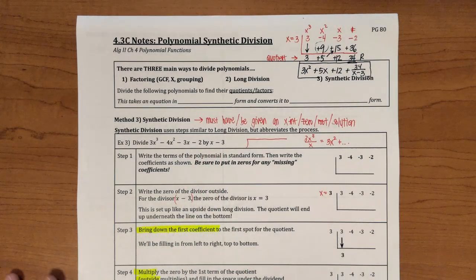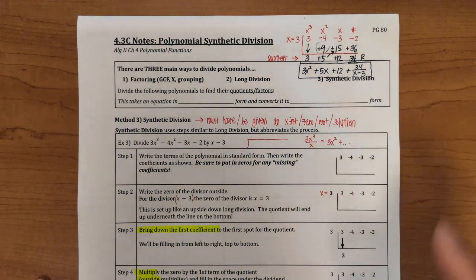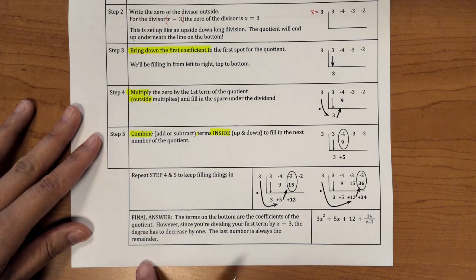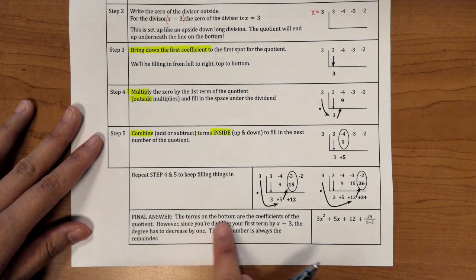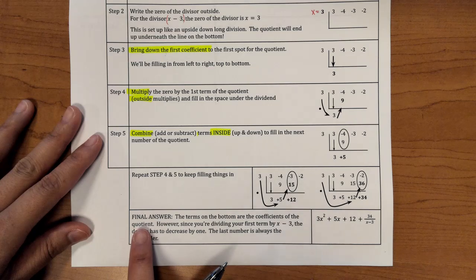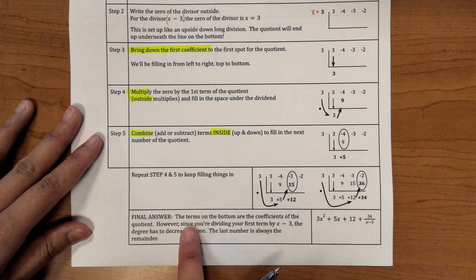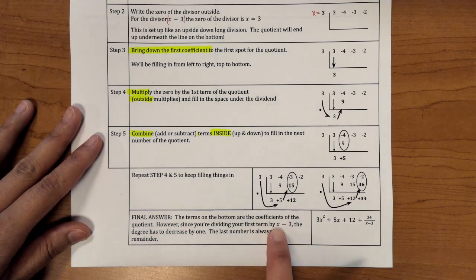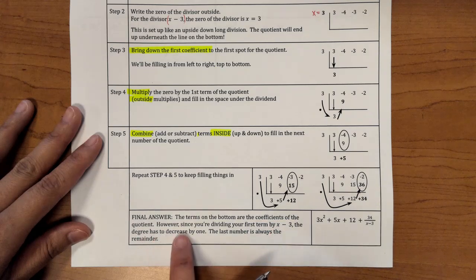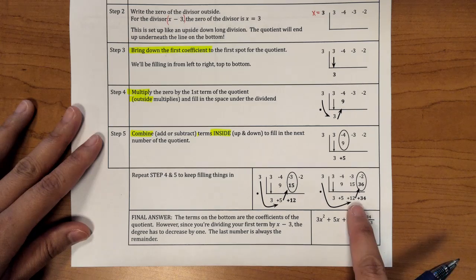Okay. And if you take a look, because you need more notes, I've written it here. The terms on the bottom are the coefficients of your quotient, which is your answer. However, since you're dividing your first term by x minus 3, the degree decreases by 1 always. And the last number is always your remainder.